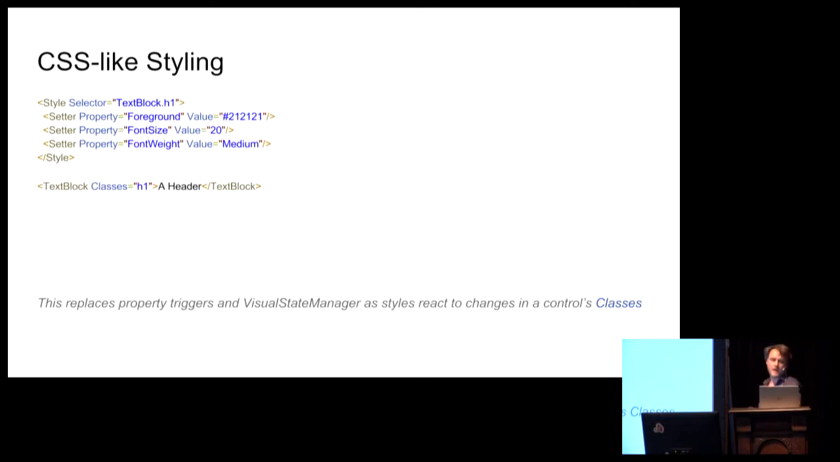So here you can see we define a style with a selector. The selector is a CSS type selector, which is saying TextBlock with the h1 class, and then setters for the properties. And then you just define the TextBlock with the Classes attribute. That works the same as class in HTML. And as those classes are added and removed, the styles are detached and reattached, so that takes the place of property triggers and Visual State Manager.